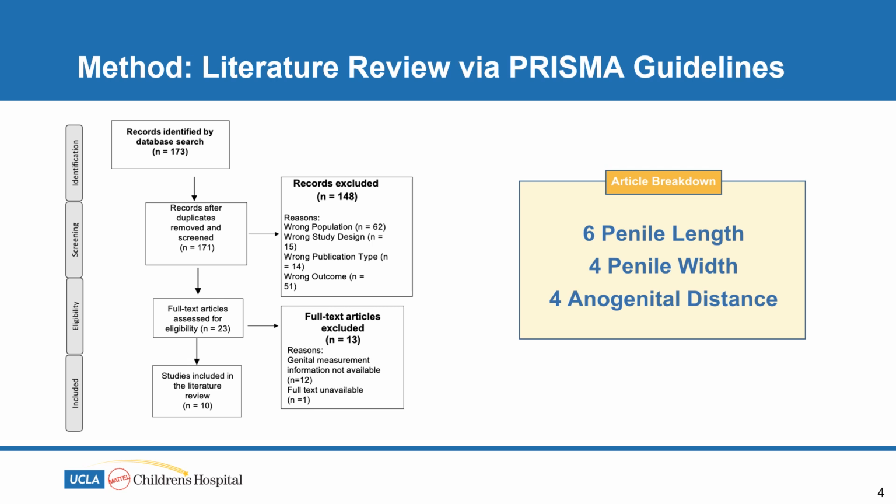This systematic review employed the PRISMA guidelines, and through a database search of PubMed, Google Scholar, and Web of Science, we found 173 eligible articles through various inclusion and exclusion criteria, which included studies examining genitourinary abnormalities, intrauterine growth restriction, and magnetic resonance imaging. We finally included 10 articles with penile length, width, and anogenital distance measurements for analysis.